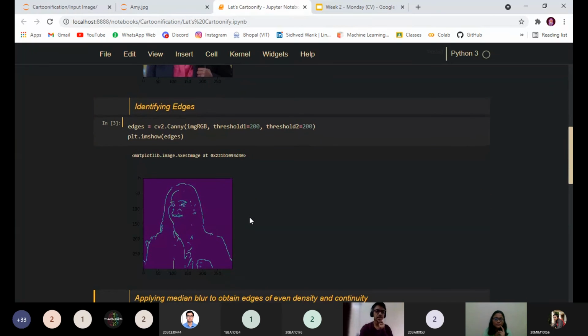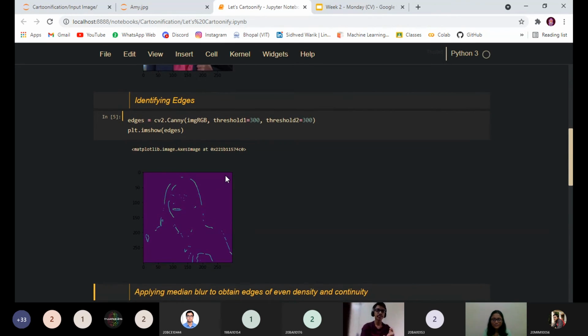If you see over here, it's a pretty cool output. You get all the prominent edges and everything. Let's keep playing around a bit more so that our image is a bit lighter, and you can see the variation in the output as we change the threshold values.